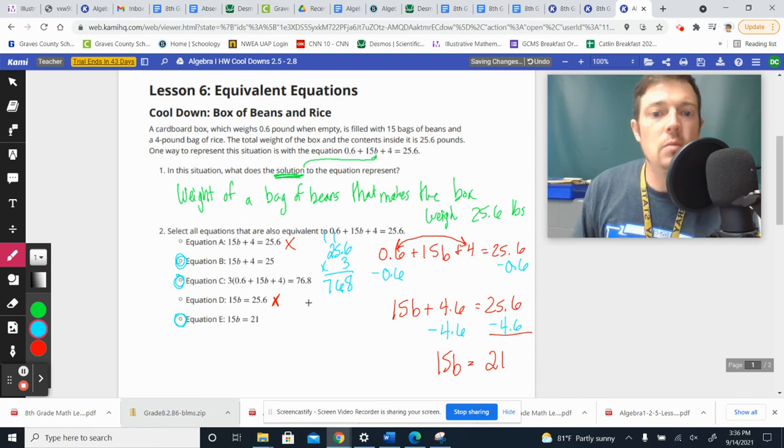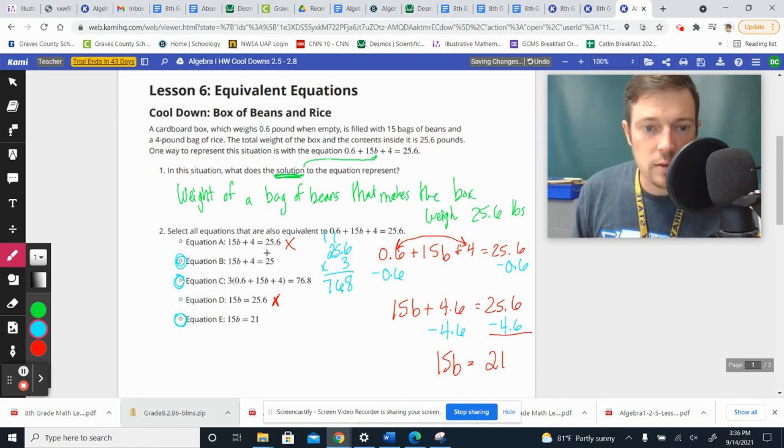You can distribute, just make sure that you're doing the same thing to both sides. You can take away, you can add to, but do it to the other side as well. If you try like A and D and you don't do it to both sides, you're not going to have an equivalent equation. And that's the big takeaway from that lesson.